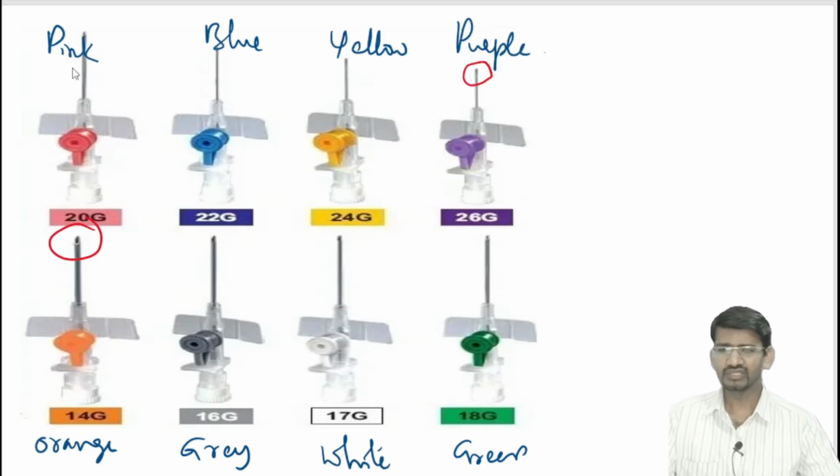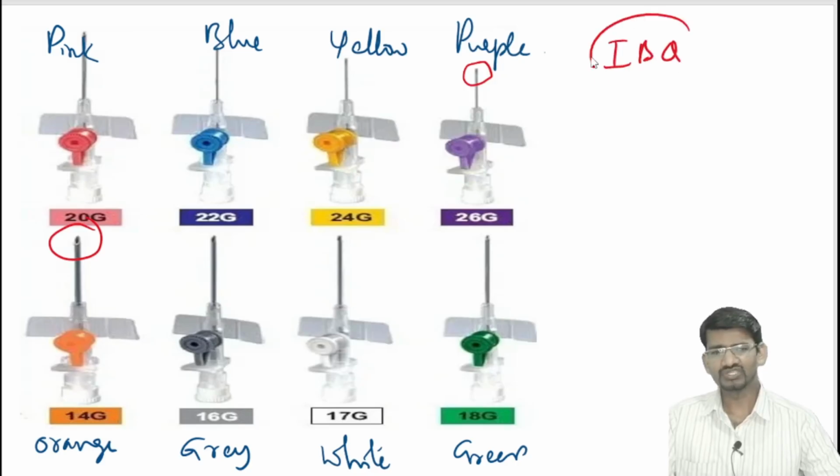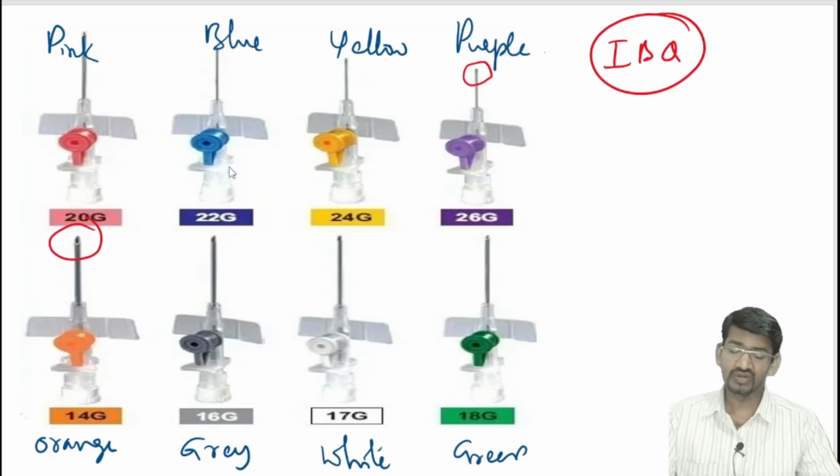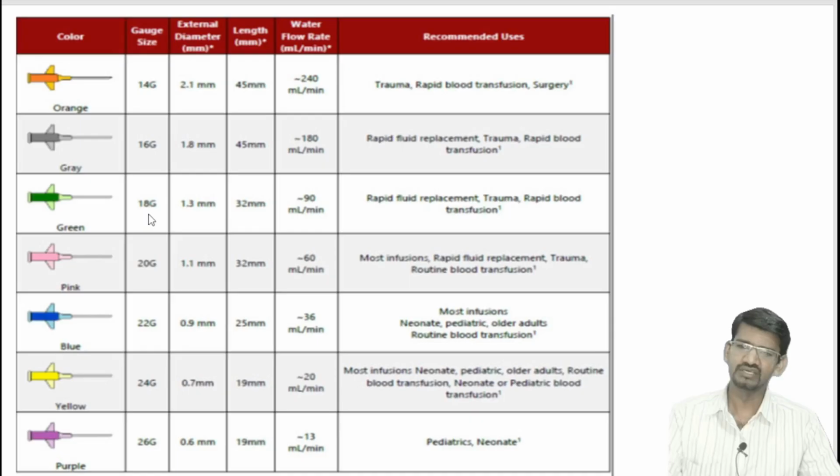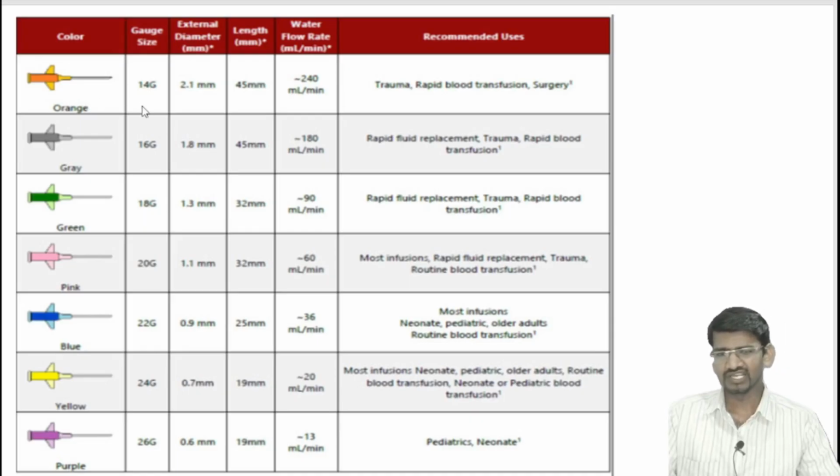Okay, in the exam you may get an image based question on this color coding of the different size cannulas. Definitely there is a possibility of getting an image based question on the IV cannula. So now let us see what color or what size cannula is used for what purposes. Okay, where we use this orange color.